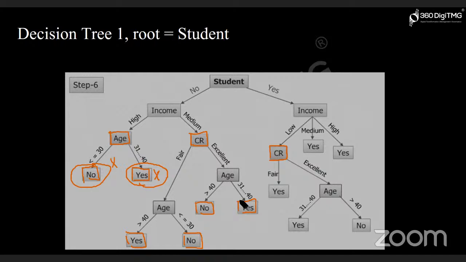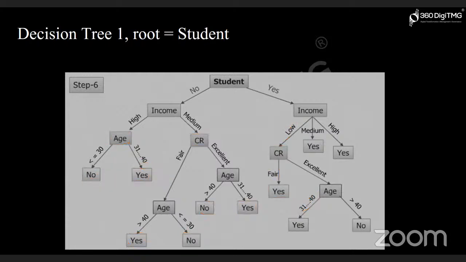So finally, the only branch we are left with is income low. When income is low, we check the credit rating. If the credit rating is fair, yes, you buy the laptop. If the credit rating is excellent and you're between 31 to 40, yes, you will buy the laptop. And if you are greater than 40, no, you will not buy the laptop. So this is how a decision tree is formed. This is how we make decisions using decision tree.